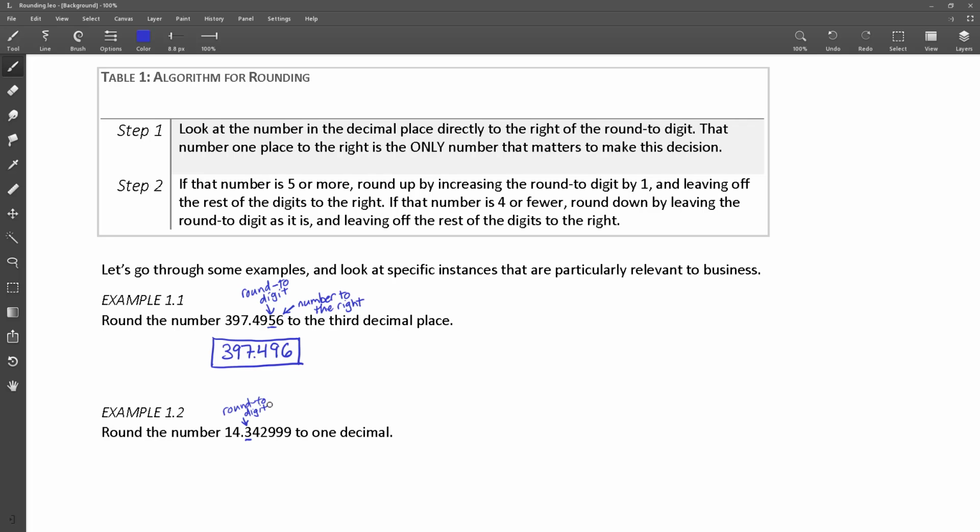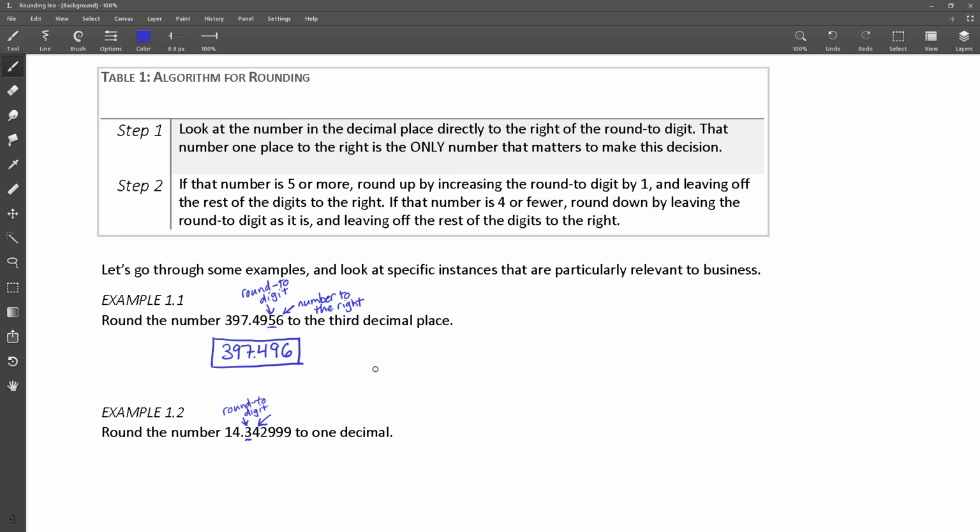Do we always have to indicate which is the round 2 digit? No, we don't, but we're just reviewing right now. So we're going into the details a little bit. So look at the number in the decimal place directly to the right of the round 2 digit. That's step 1. All right, so the number we're going to be looking at is this 4.